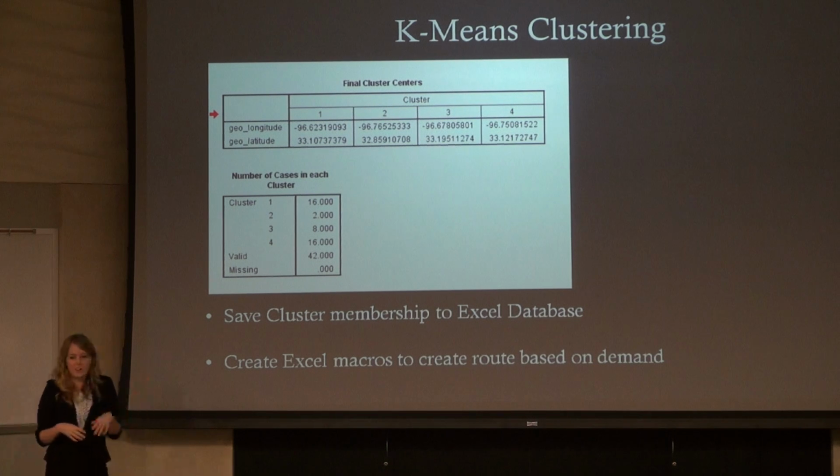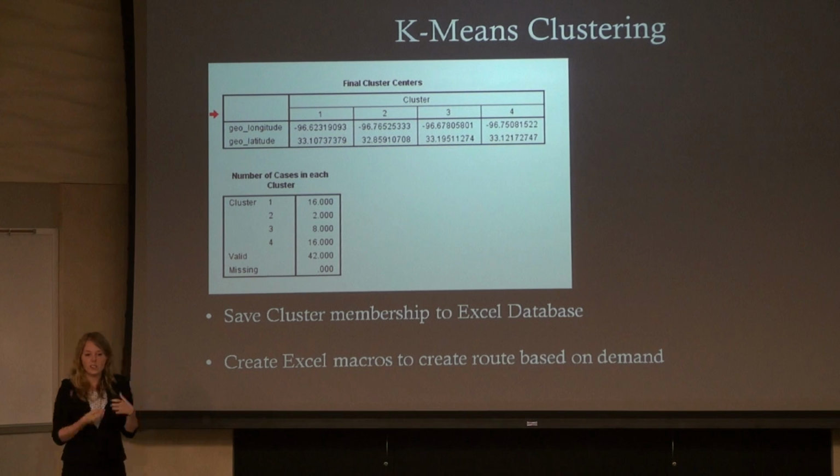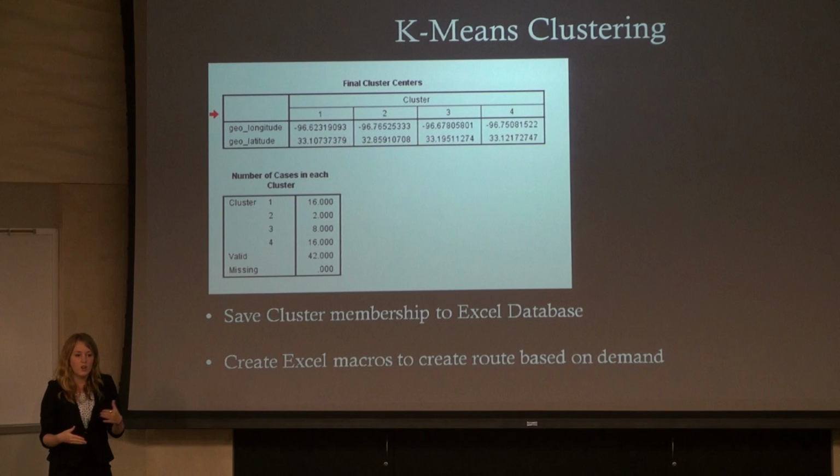Because it did that, we decided that we really did like the functionality of our first approach, where we would base the routes on demand, because we had gotten really good feedback from our client about that. They were always running out right when they were supposed to drop off. So we created an Excel macro to do basically that same thing.